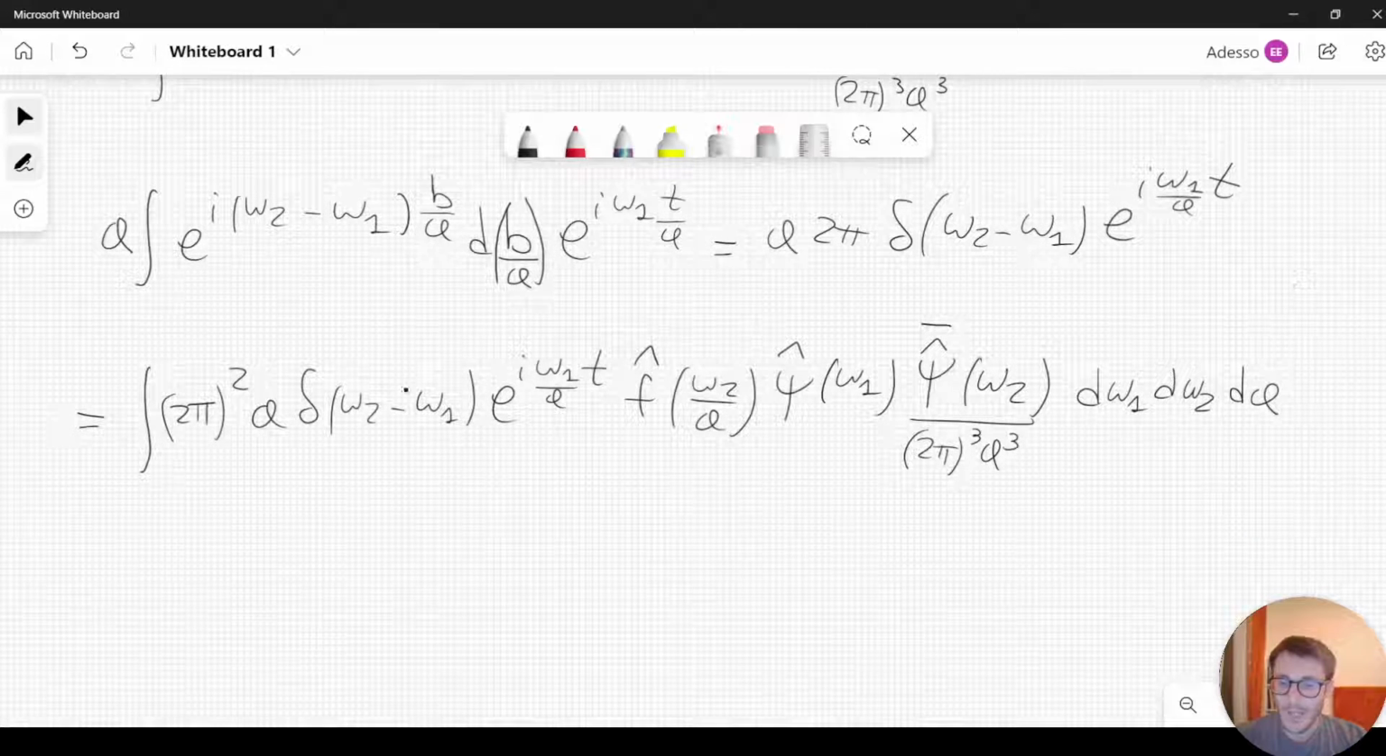Then now I can integrate over omega 2 actually. So here you can see that I have the Dirac delta. This does not depend on omega 2. This one here depends on omega 2, and this one here depends on omega 2. But since this Dirac delta multiplies these functions, I can replace omega 2 here with omega 1, because you can see that this Dirac delta is located at omega 2 equal to omega 1. So here I can put omega 1, and also here I can put omega 1.